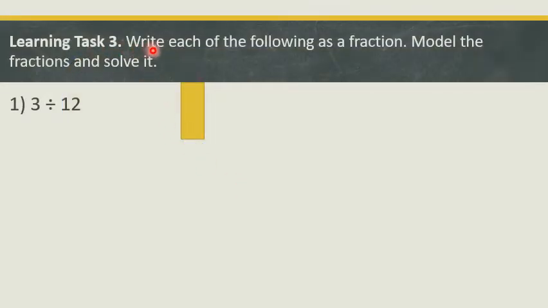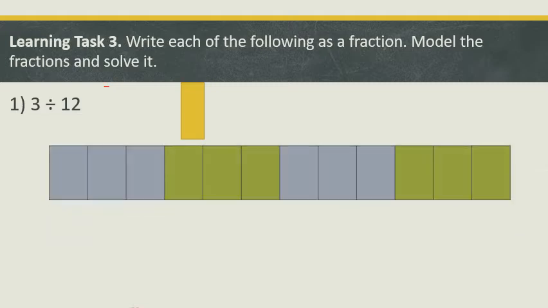So, learning task 3. So, write each of the following as fraction. Model the fractions, then solve it. So, ito, 3 divided by 12. So, ibig sabihin yung tatlong hati. Ito po ay, pag ginawa natin fraction, so, magiging 3 over 12. So, di ba ganyan siya?